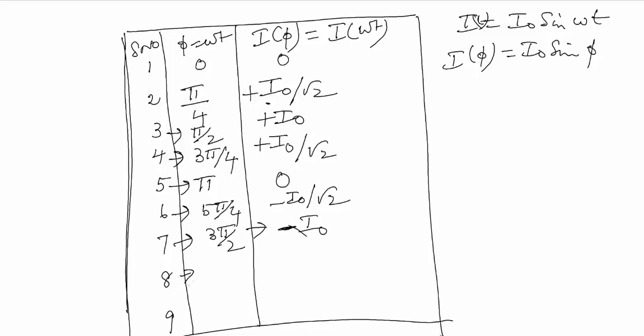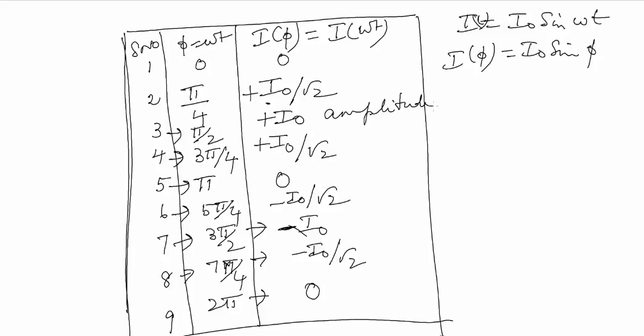The eighth one will be 7 pi by 4, for which it will be minus I naught by root 2. The ninth one will be 8 pi by 4 or 2 pi, for which it will be equal to 0. So it starts from 0, goes on increasing to I naught by root 2, then further to I naught, which is the amplitude value. This is positive amplitude. Plus I naught by root 2 is positive, but I naught by root 2 is less than amplitude. This is absolutely 0.